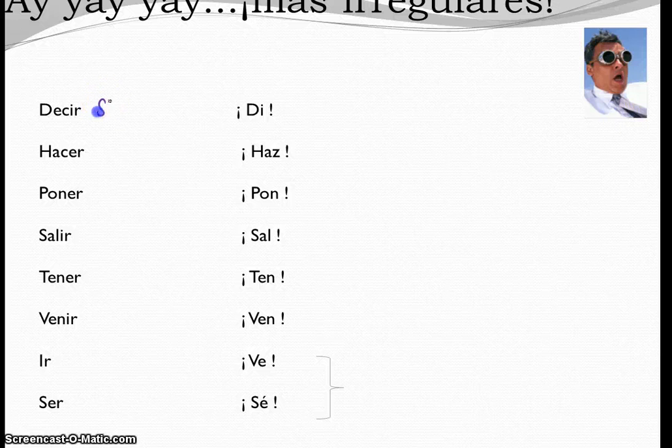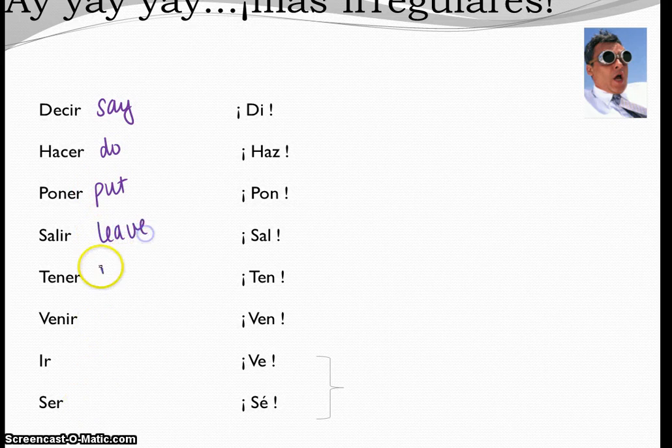Remember that decir is to say or to tell. Hacer is to make or to do. Poner is to put or to place. Salir is to leave. Tener is to have, and that's followed by a noun. Venir is to come to a place. Ir is to go, and ser is to be, as in characteristics.